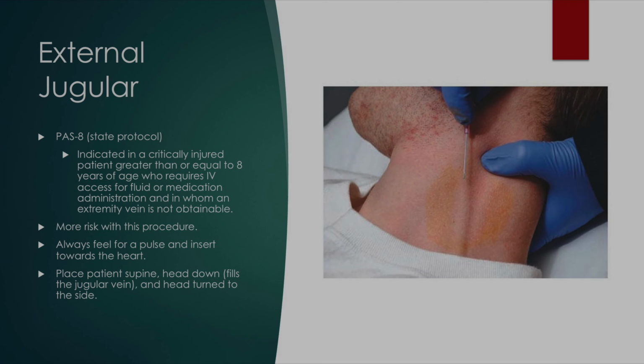Under state protocol, external jugular IV access may be used in a critically injured patient age 8 or older who requires IV fluids or medications when an extremity vein cannot be obtained. This procedure carries higher risk, so strict attention to technique is critical. Always palpate for a pulse first to avoid arterial cannulation, and insert the catheter toward the heart. Position the patient supine with the head down to distend the jugular vein and turn the head away from the insertion side. This improves visualization and access.